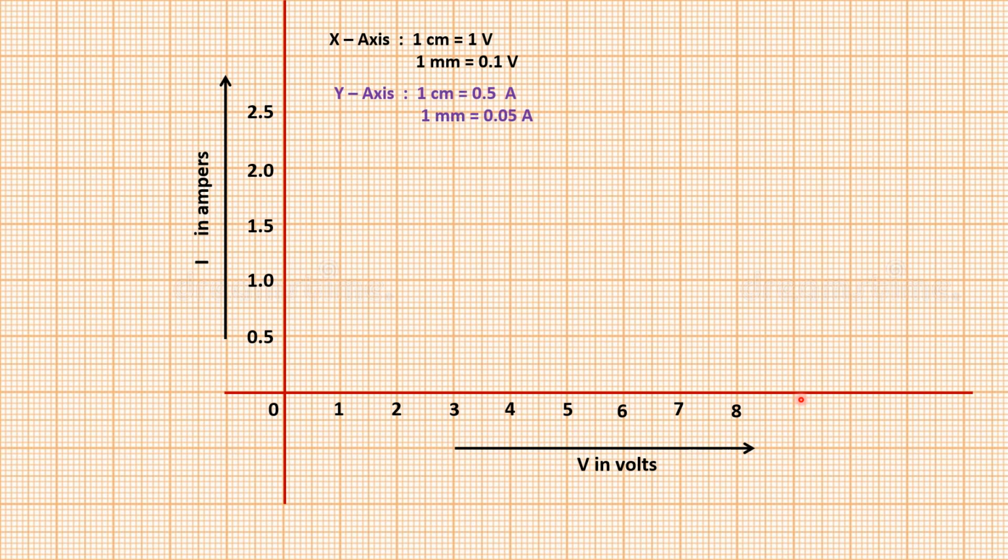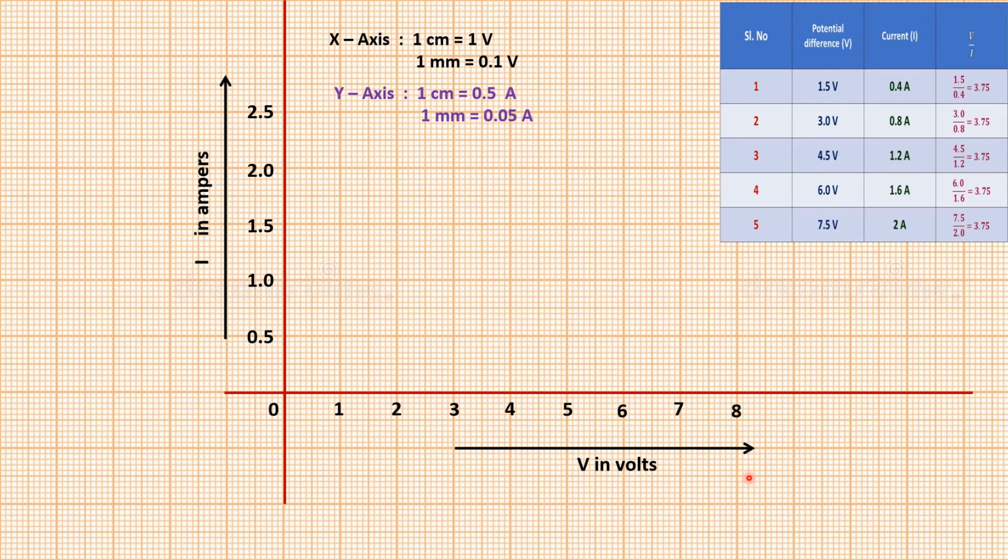Next, the scale for the y-axis: 1 centimeter length I am taking as 0.5 amperes. That means 0.5 divided by 10. 10 divisions are there, so you will get 0.05 amperes. That means 1 millimeter equals 0.05 amperes on the y-axis, whereas 1 millimeter equals 0.1 volts on the x-axis. Isn't it? Now let us bring back the values we got so far.